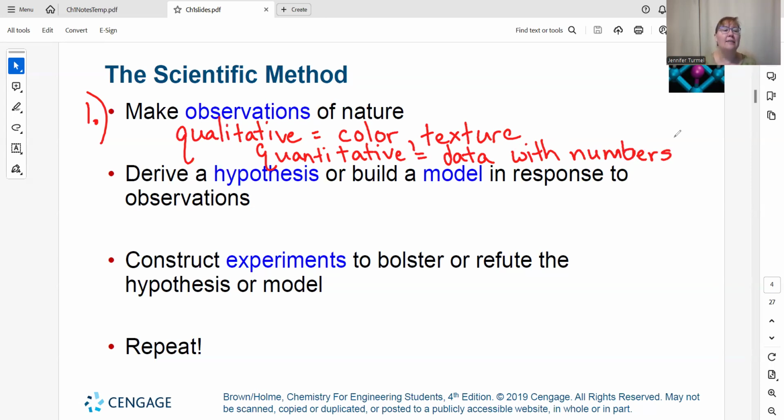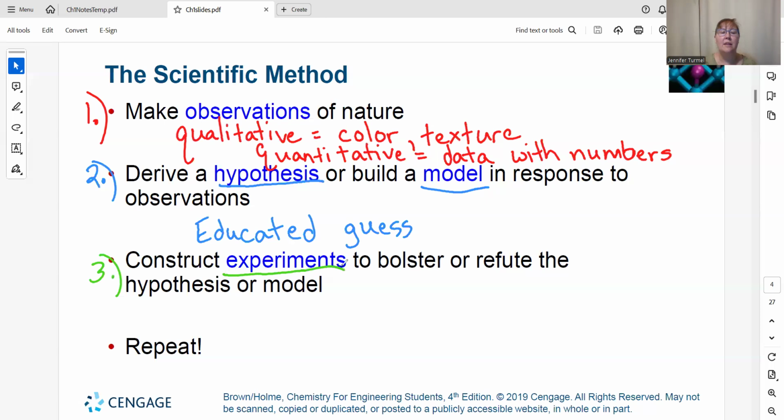Our next piece here is to derive a hypothesis, or build a model. I like the idea that a hypothesis is sort of an educated guess, or a possible explanation. A hypothesis is one of those things that we actually have to put some thought into. Sometimes it can be a form of a question. And our last piece in here is to construct experiments to bolster or refute the hypothesis or model.